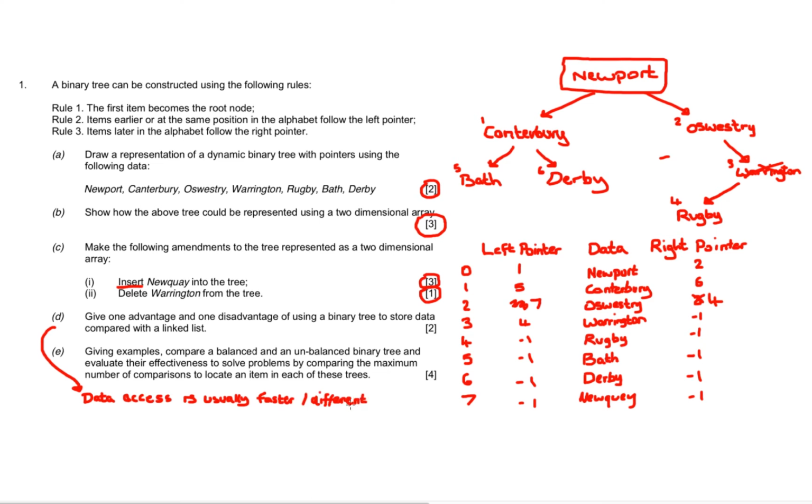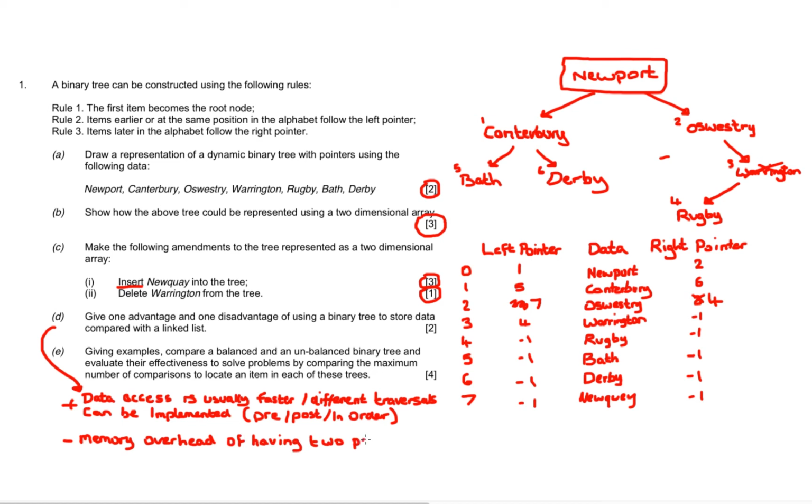So our first advantage is saying data access is usually faster because we can use different traversal methods. We know that we can do pre, post, in-order traversals in order to traverse our binary trees in different ways. A linked list can't do this. The problem with binary trees is that we have a memory overhead. We have 2 pointers, our left child and our right child, whereas a linked list only points to the next data item, and therefore the binary tree has more of a memory overhead.